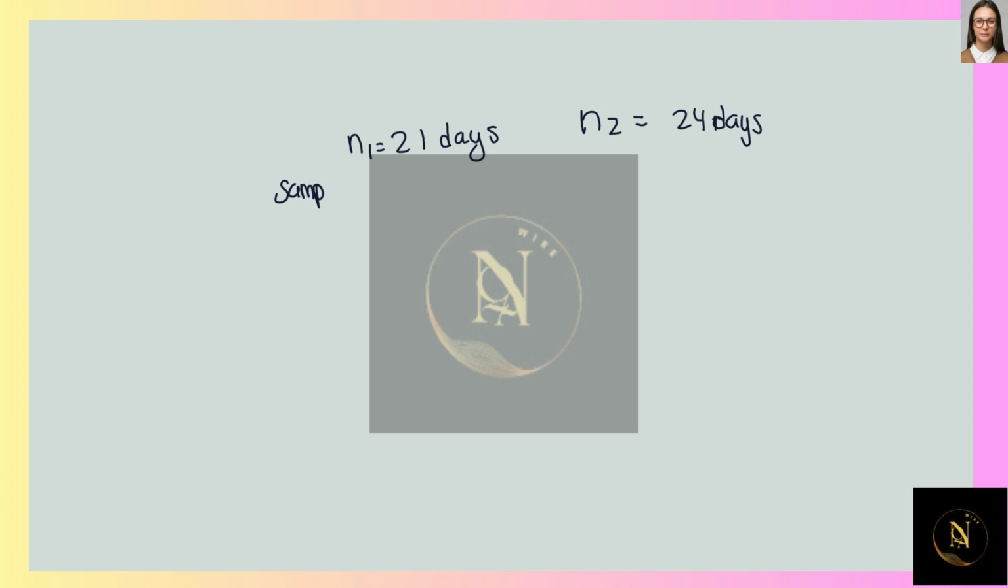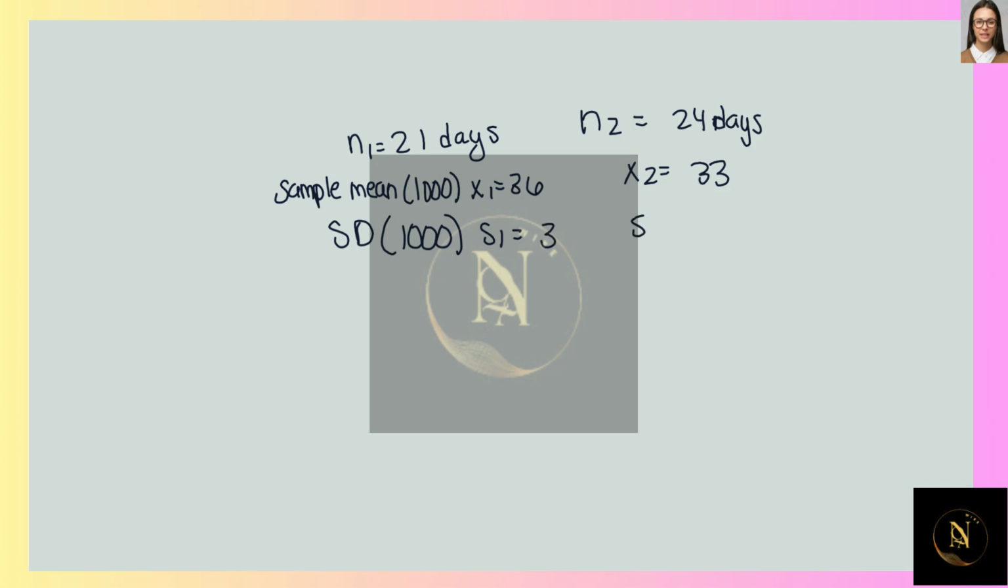Sample mean in 1,000. X1 is 36. X2 is 33. Sample standard deviation in 1,000. S1 is 3. S2 is 4. Determine the point estimate of the difference in thousands of dollars between the population means.